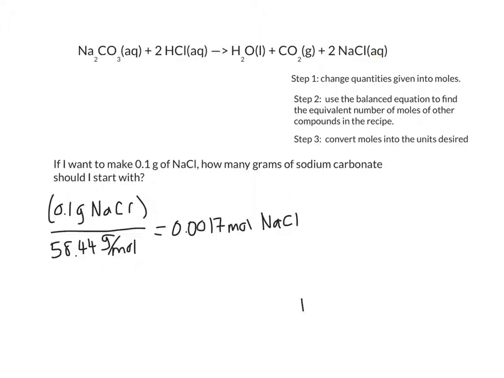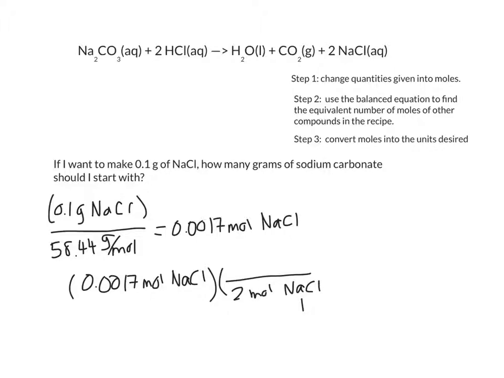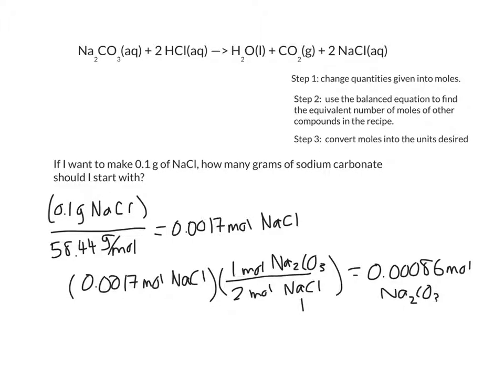So my next step is to use the balanced equation, or the recipe, to figure out how much sodium carbonate I would need. So I need to make 0.0017 moles of sodium chloride, and I know from the balanced equation that 2 moles of sodium chloride is equivalent to 1 mole of sodium carbonate. And so I have to divide this by 2 to figure out how many moles of sodium carbonate I want. And that is 0.00086 moles of sodium carbonate needed.